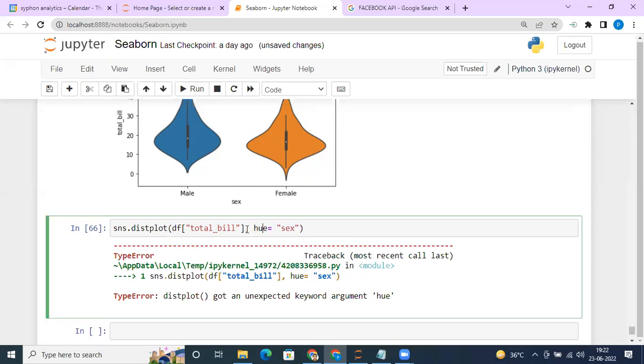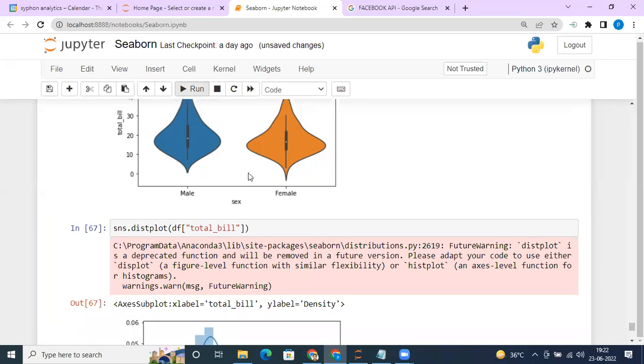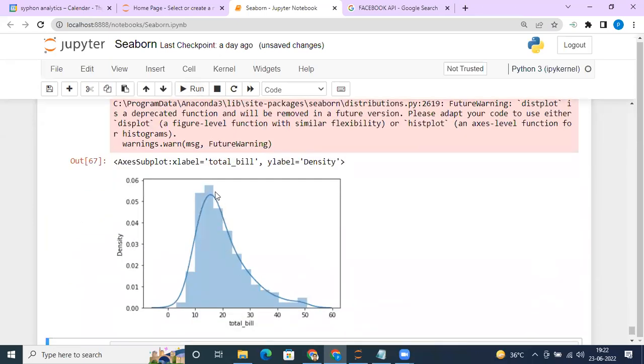Oh, it doesn't support hue. No issue. See where the main symbols are concentrated, everyone. Can you observe, please? Please see the shape where the maximum values are lying.